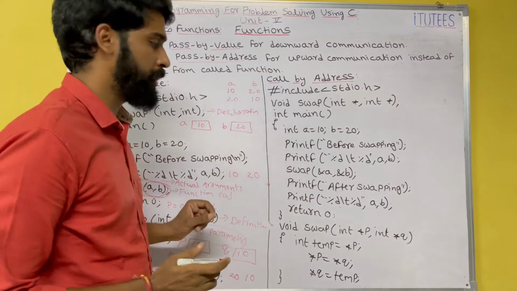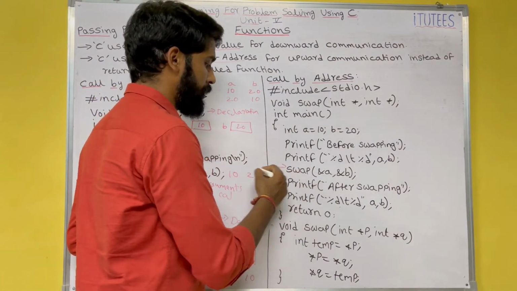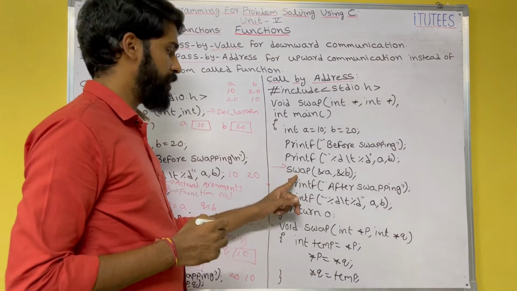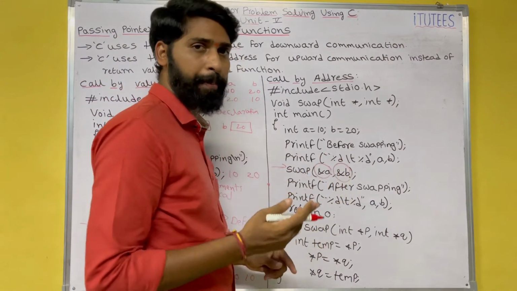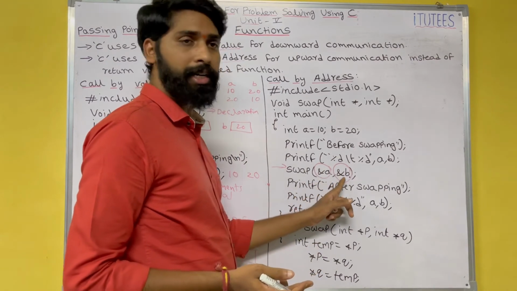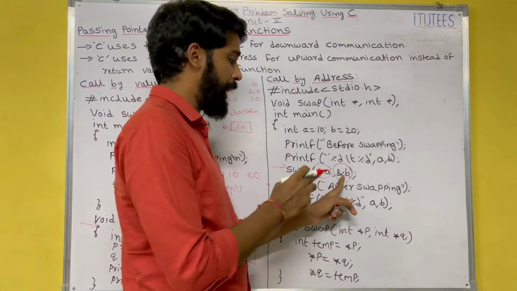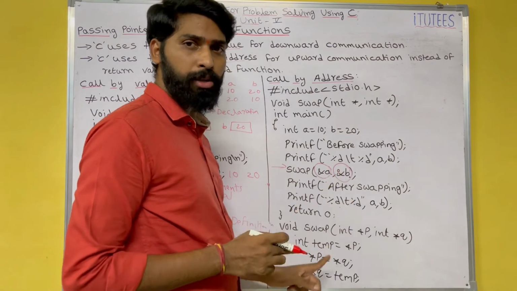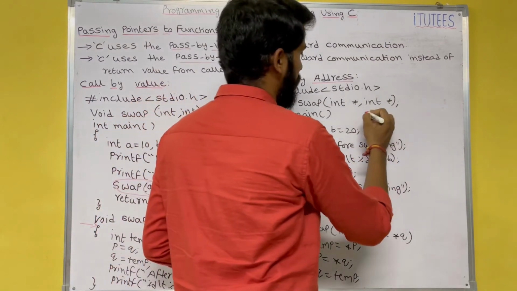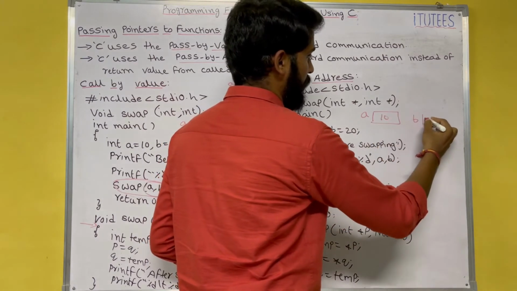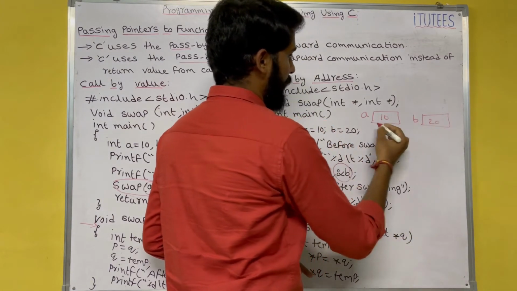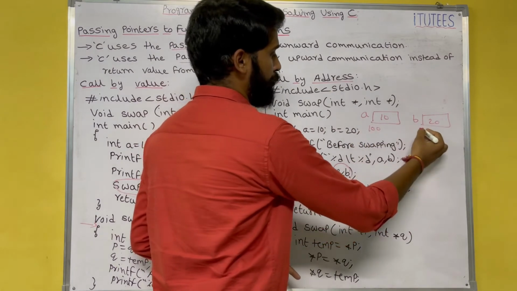Call by address. So this is the function call: swap ampersand A, ampersand B. What is ampersand A? Address of A, address of B. That means here I am passing pointers to the function. For example, this is A, variable 10, B 20. Address of A is 100, address of B is 200.